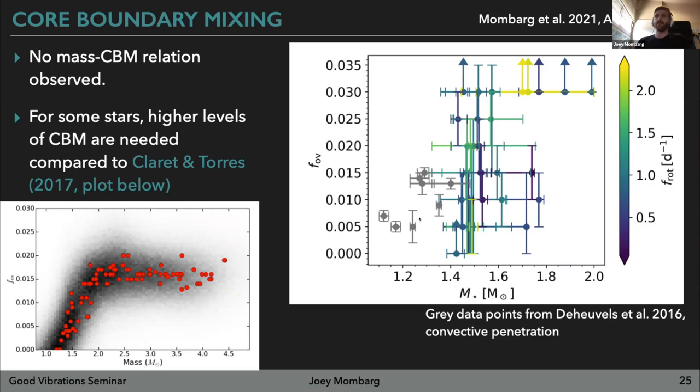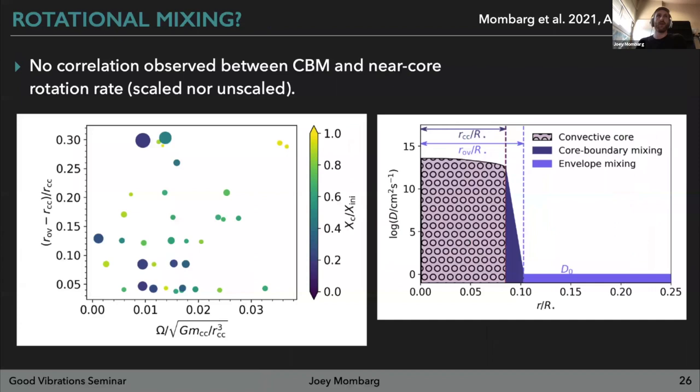But we do find quite a large range of overshoot values, which are sometimes also a bit larger than what is predicted by Claret and Torres as well. But we don't really see a clear correlation between the mass and the overshoot, but that is probably also a quite small mass range. So we can see if this overshoot parameter correlates with the rotation frequency of the star.